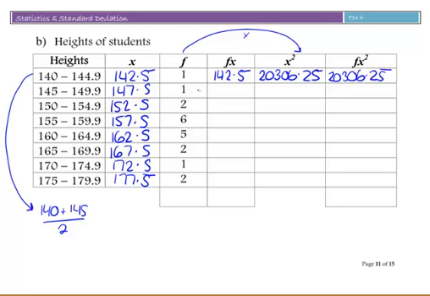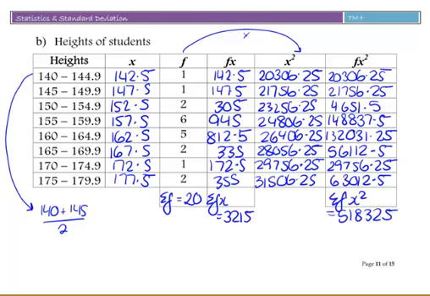Okay, I'll do one more. So fx, so 1 times 147.5. x all squared is 21756.25. And then f times that is 21756.25. So if you haven't completed it yourself, pause, do it yourself. Okay, so I've gone through and filled in all the table. I've also summed the columns that I need for my formula.